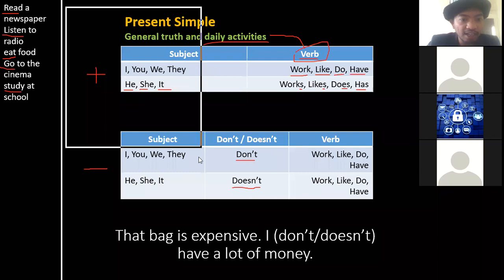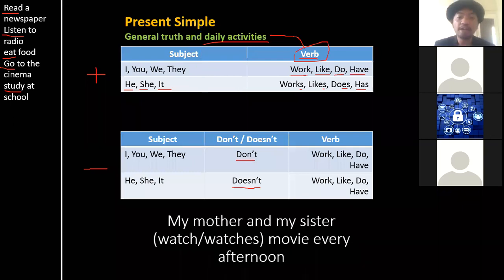Okay. Good. Next. My mother and my sister. Two people. They. My mother and my sister, two people. They watch or watches?